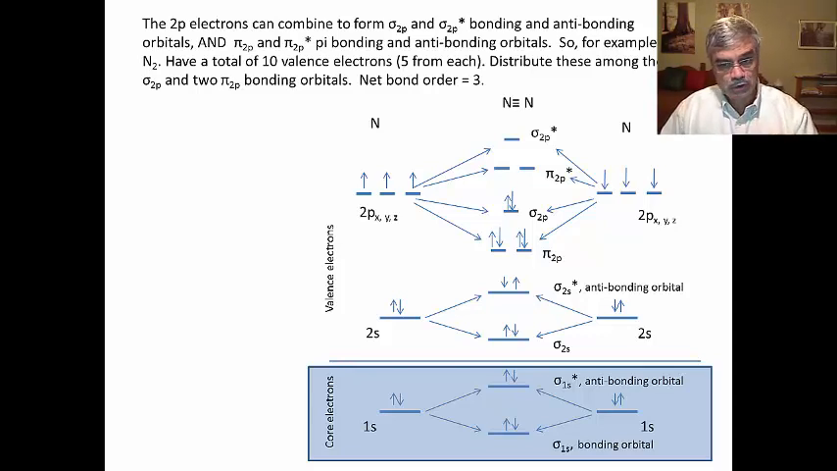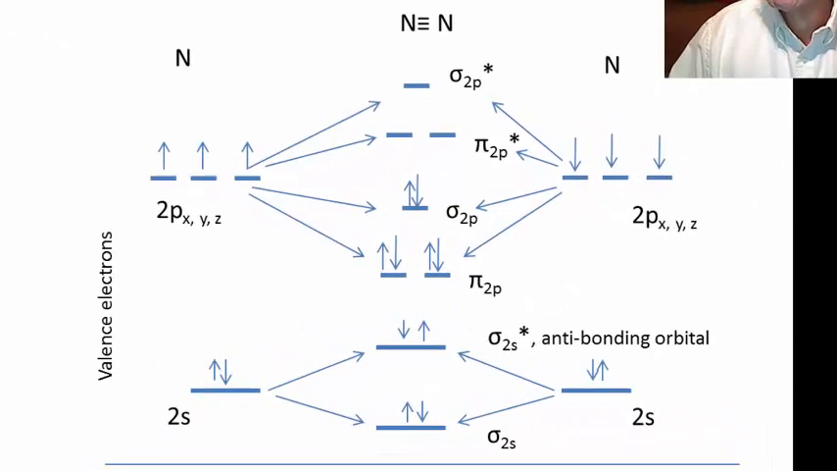You have a good bond, a sigma 1s bonding orbital, which is canceled out by a sigma 1s star anti-bonding orbital. So at some point we just ignore these and we call them core electrons, because they're not going to contribute to the bond order. They're going to cancel out. And so we're, from this point on, only going to look at the valence electrons. That is from 2s on, 2s, 2p.